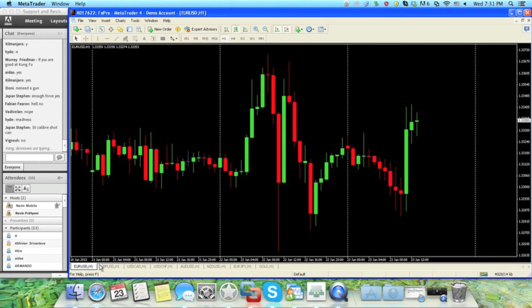Don't think that because a support and resistance line is there, nobody can move through this area, or that the market is going to return from here. No, it doesn't work like that.